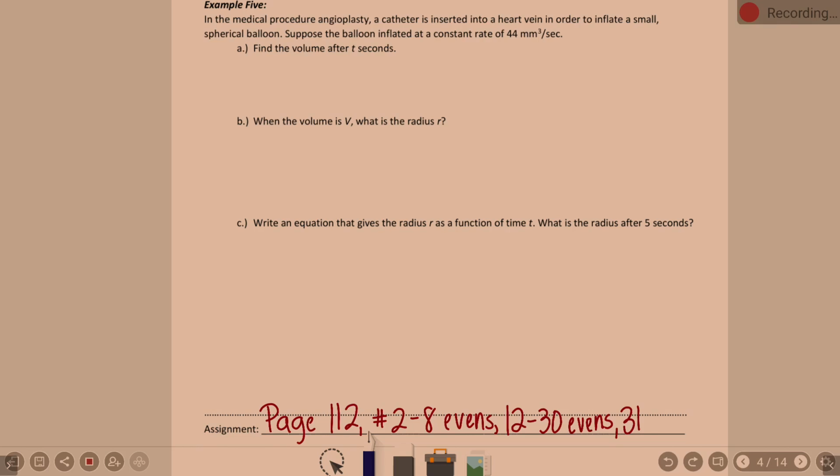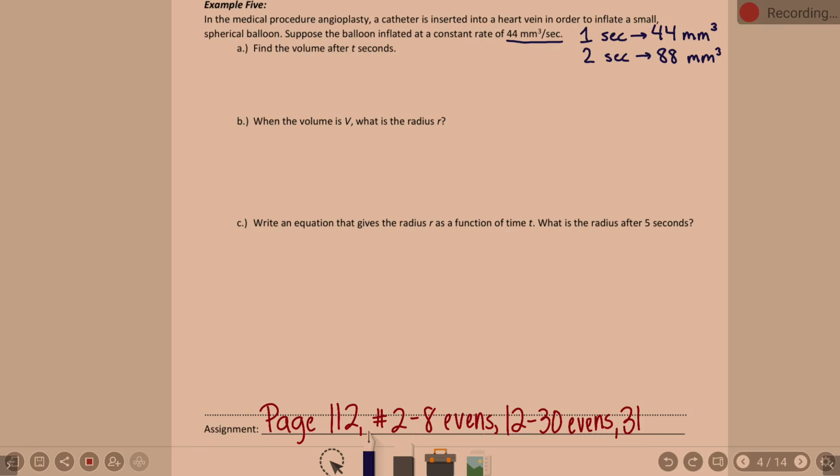So if the balloon is inflated at a constant rate of 44 cubic millimeters per second, tell me, we're going to go very basic here. What do you know after 1 second? 44 millimeters cubed. The volume is 44 cubic millimeters, yes? Logical? I'm using what I'm given, right? Okay, let me go one more step. What do you know after 2 seconds? Because it's 44 per second, 44 times 2 is 88 cubic millimeters. Are we there?